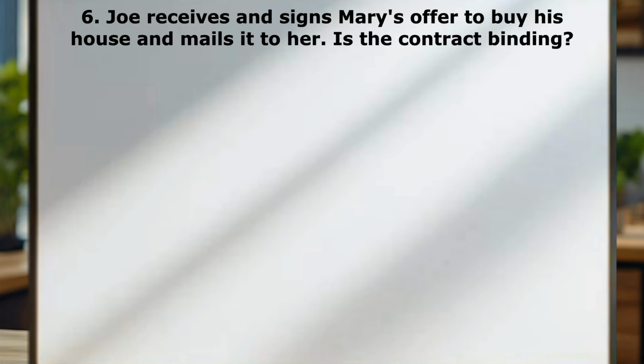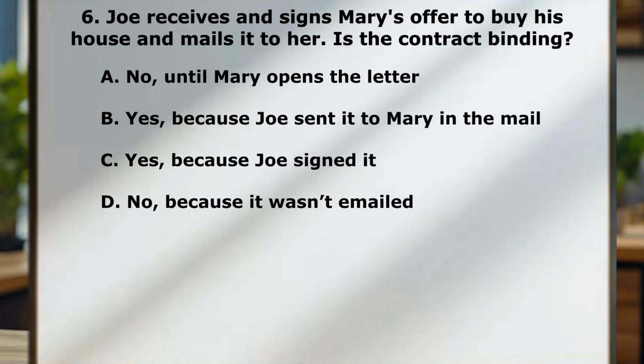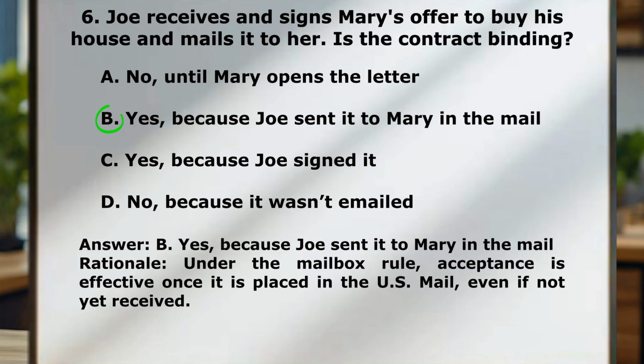Number 6, Joe receives and signs Mary's offer to buy his house and mails it to her. Is the contract binding? A, no, until Mary opens the letter. B, yes, because Joe sent it to Mary in the mail. C, yes, because Joe signed it. D, no, because it wasn't mailed. Correct answer here is B, yes, because Joe sent it to Mary in the mail. So under the mailbox rule, acceptance is effective once it is placed in the U.S. mail, even if it's not received.